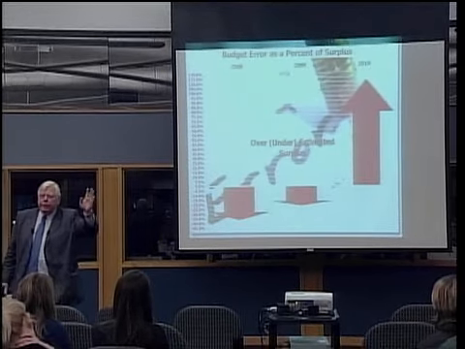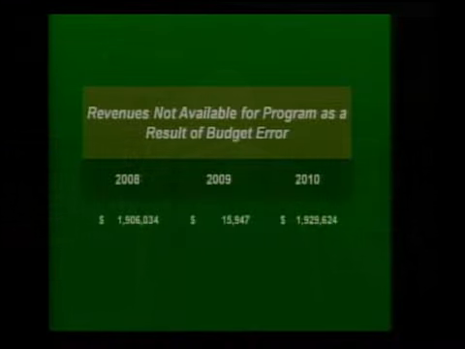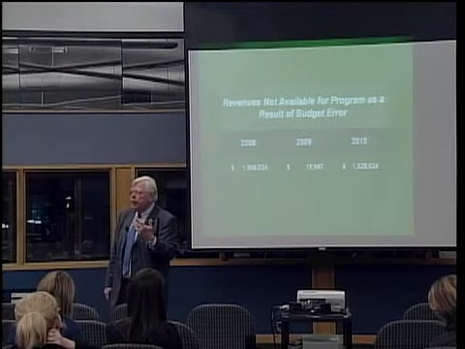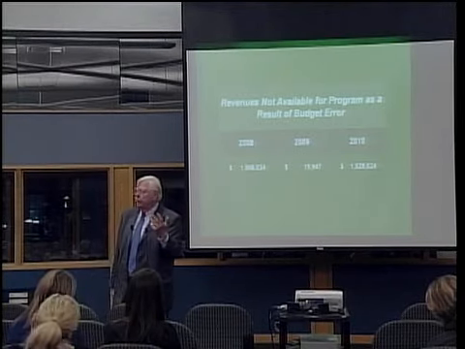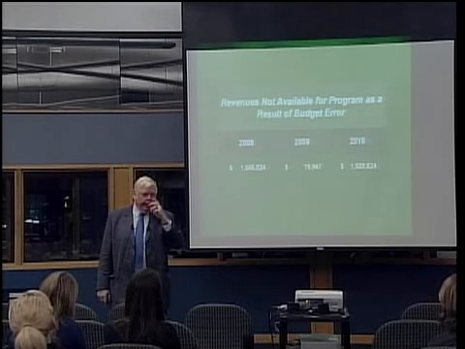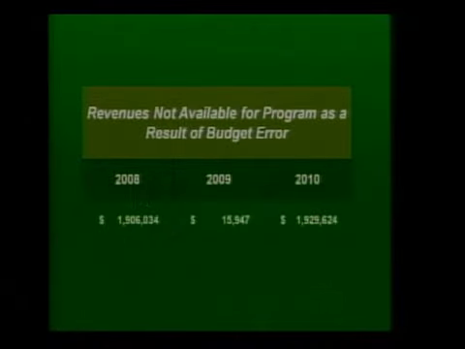Can you plan when you do this? No. Here are the available revenues for program, as a result, not available for program as a result of budget error. When you get it wrong, it's not a good thing. Even if it's only $15,000, I don't worry much about that, but here's the deal. The problem is that you get to a school board meeting at the end of the year and they congratulate the budget manager. Congratulations, you have $2 million more than you thought you were going to have. Isn't that great?